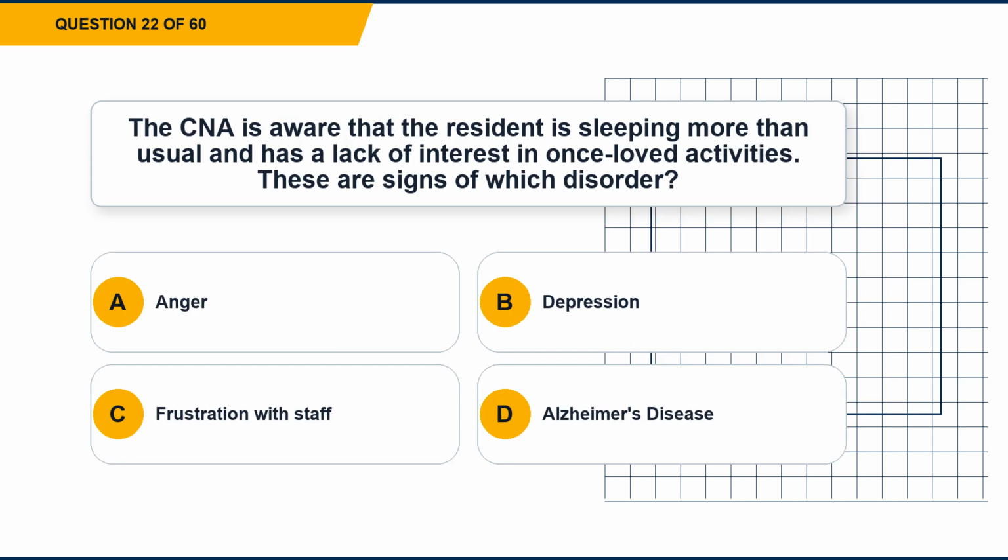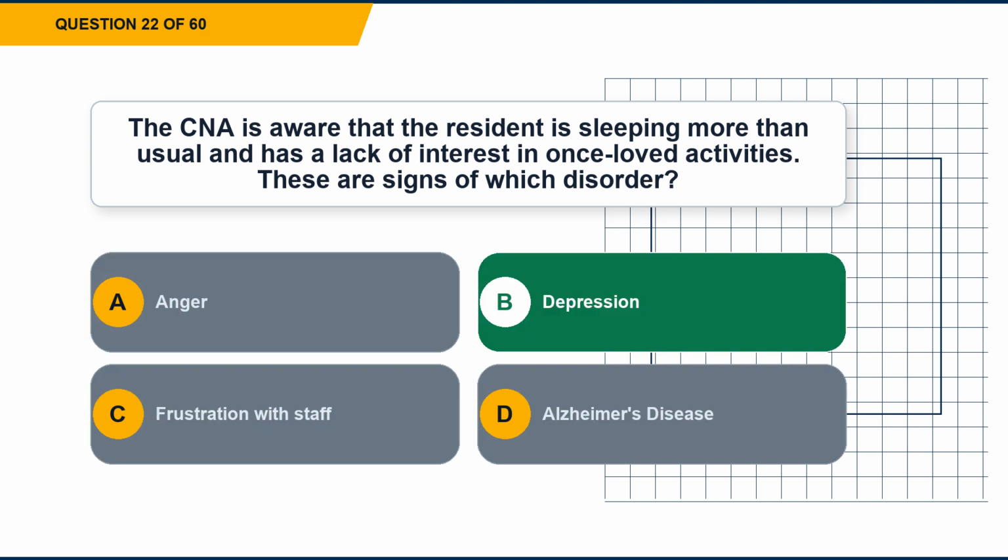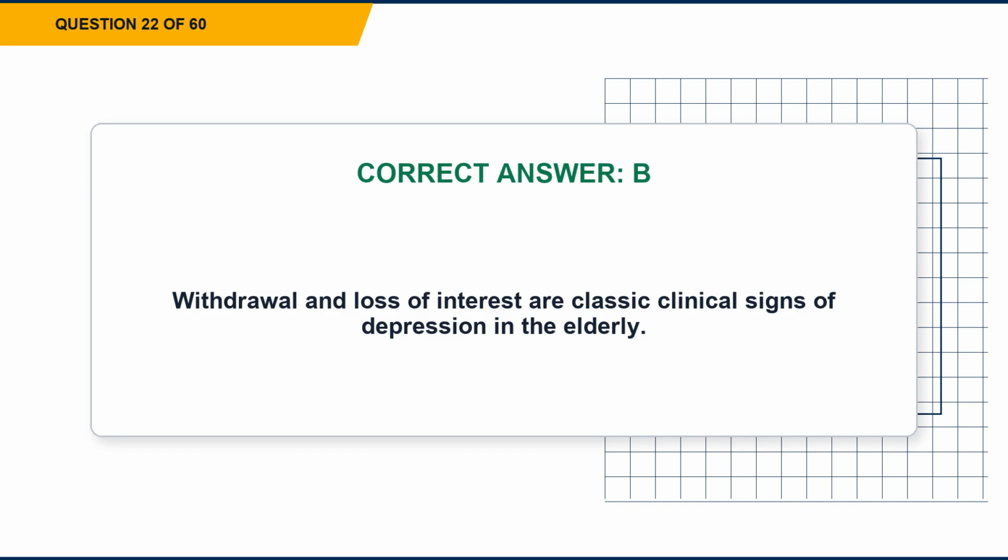Question 22. The CNA is aware that the resident is sleeping more than usual and has a lack of interest in once loved activities. These are signs of which disorder? Option A, anger. Option B, depression. Option C, frustration with staff. Option D, Alzheimer's disease. The correct answer is option B, depression. Explanation. Withdrawal and loss of interest are classic clinical signs of depression in the elderly.